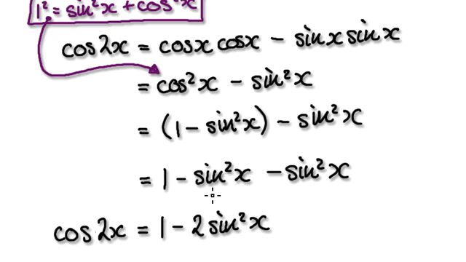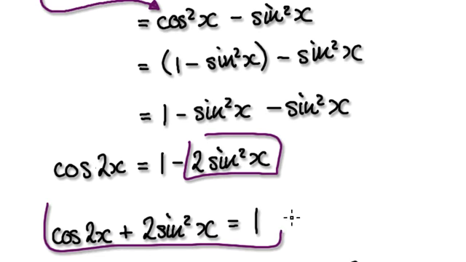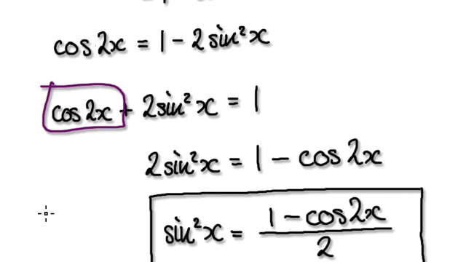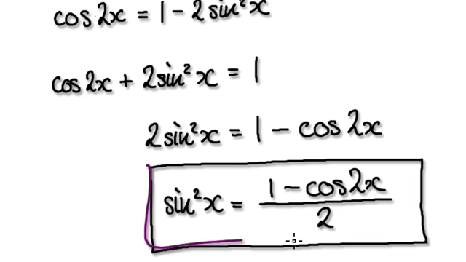Okay, so now add this block to both sides. That will then give you this, and then take away this thing here. It will then give you this thing here. So write this down somewhere.